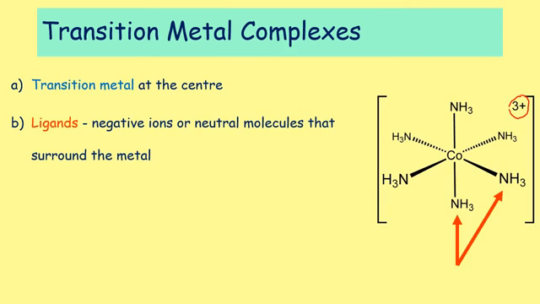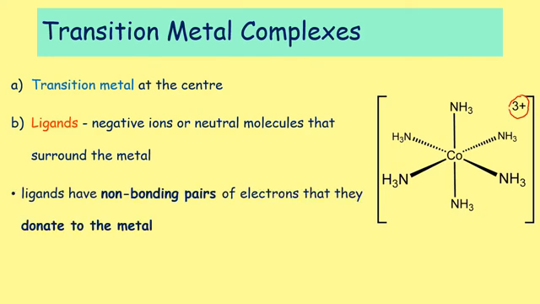And then around the outside, the things that are bonded to the transition metal are called ligands. Now, a ligand can be a negative ion. It could be something like chloride, fluoride, even oxide. But it can also be neutral molecules. So in this image here, we've got ammonia. Ammonia has no charge. And ammonia and water and carbon monoxide are going to be three neutral molecules that you may see on a transition metal complex, and they surround the metal.